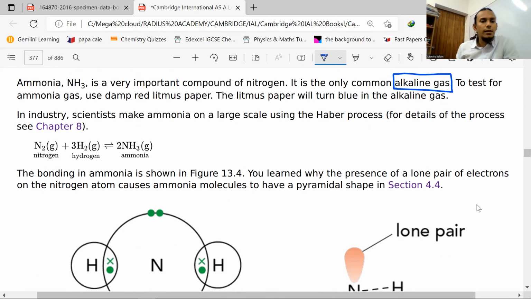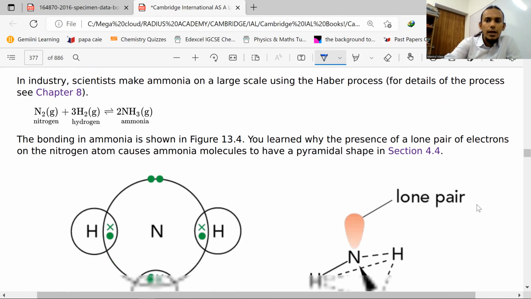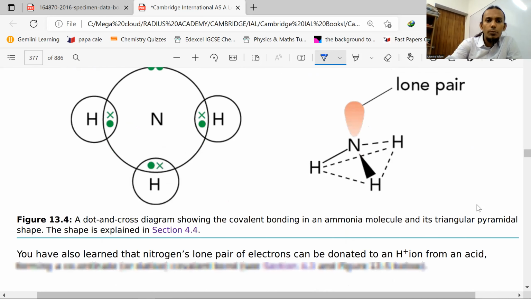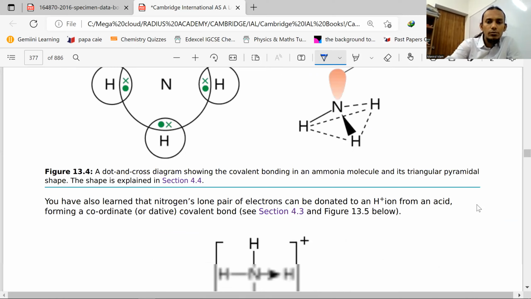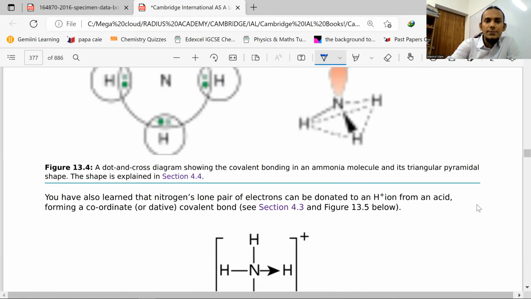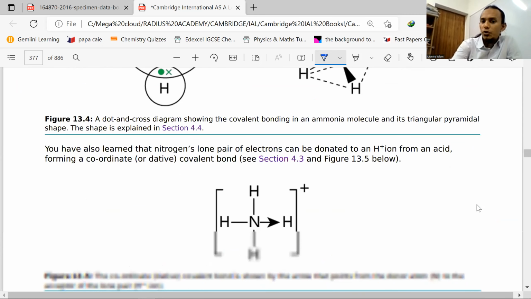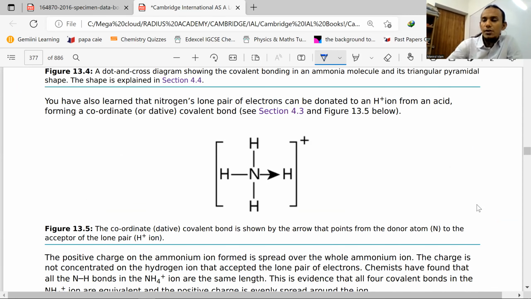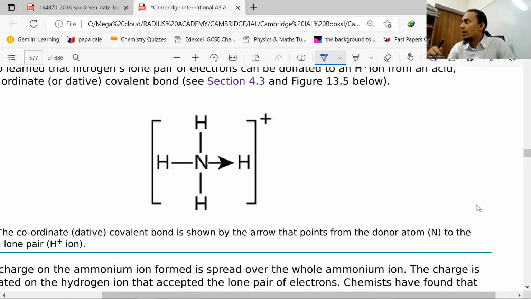In industry, the Haber process is a reversible reaction. Nitrogen and hydrogen react to form ammonia. Ammonia has a lone pair on nitrogen, that we know, right? And when ammonia is protonated, a hydrogen ion, meaning a proton, comes, because it is a base, a proton acceptor. So the proton is accepted by the lone pair.